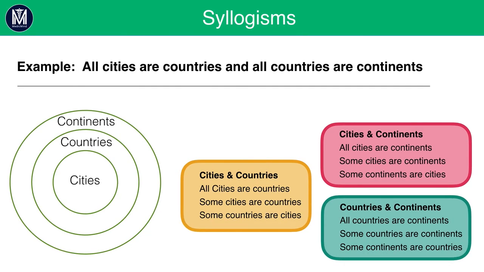All cities are countries and all countries are continents. So now what can be deduced here? Between cities and countries, all cities are countries, some cities are countries, and some countries are cities. Between cities and continents, we can see that all cities are continents, some cities are continents, and some continents are cities. Between countries and continents, all countries are continents, some countries are continents, and by that same logic, some continents are countries.